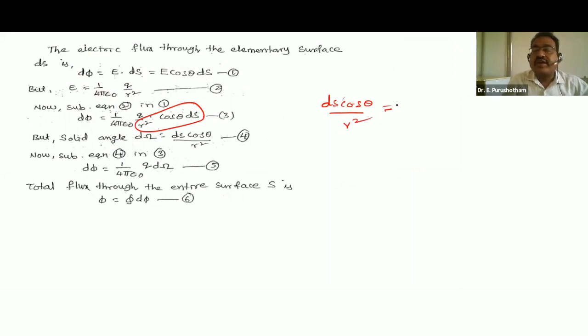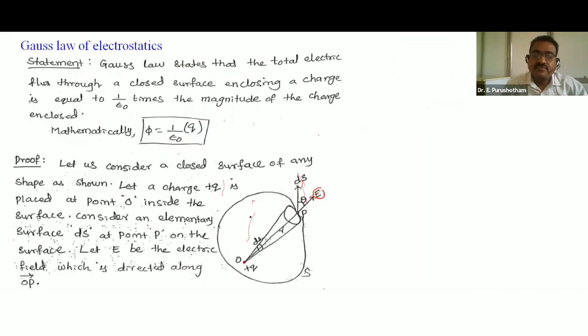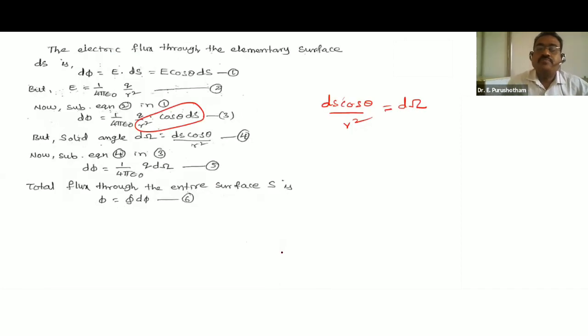So it is known as solid angle dΩ. In this figure, you can see this is the solid angle dΩ. So ds cos θ by R², so dΩ is equal to ds cos θ by R². This is equation number 4.